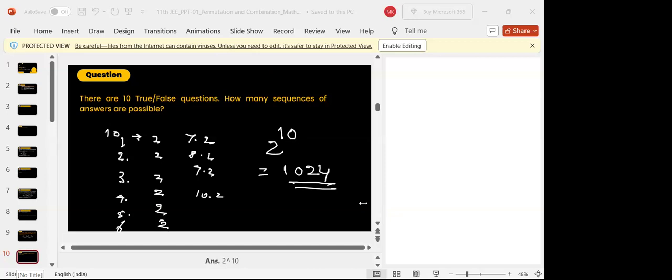Somebody has said that. Yes, that way also we can do it. 27 plus 3. This is also correct. There are different methods and different ways of thinking.